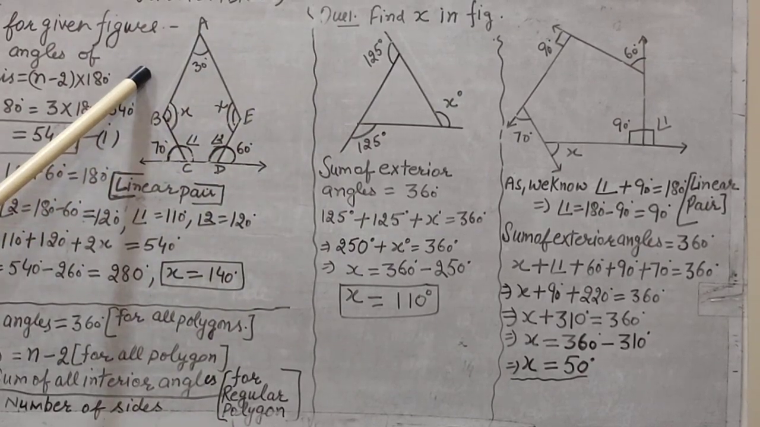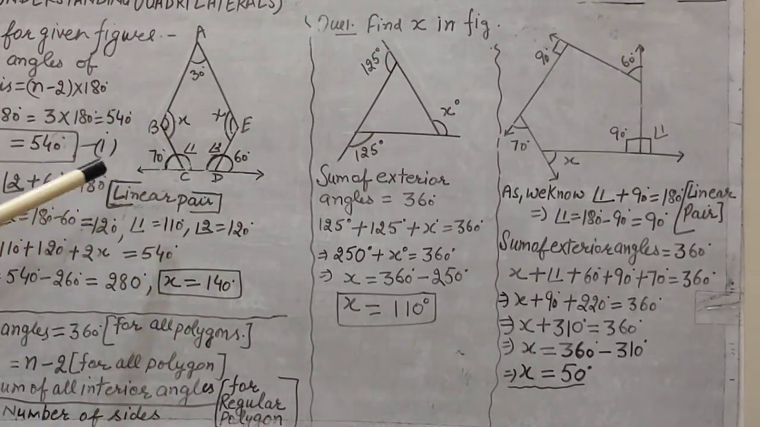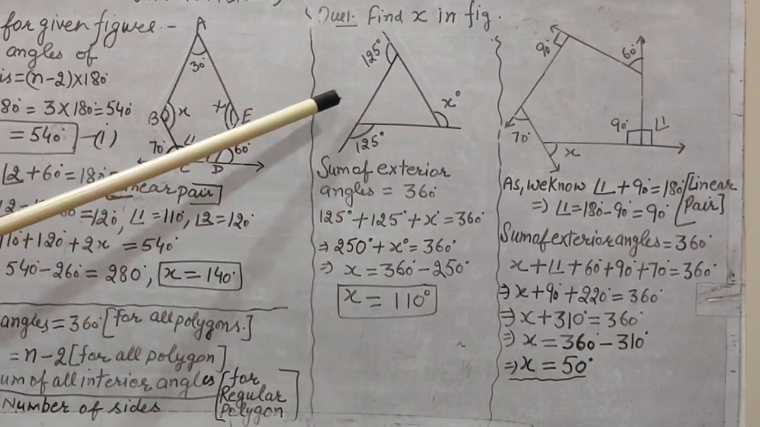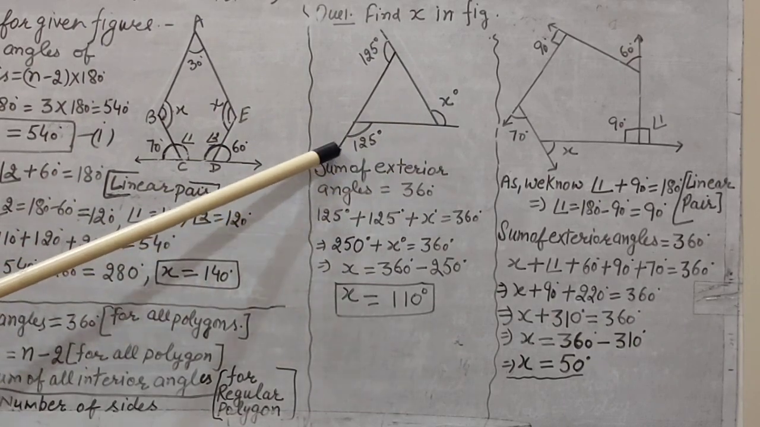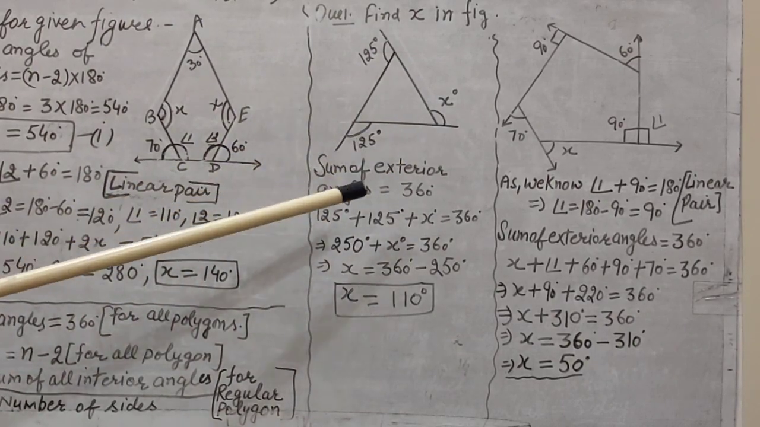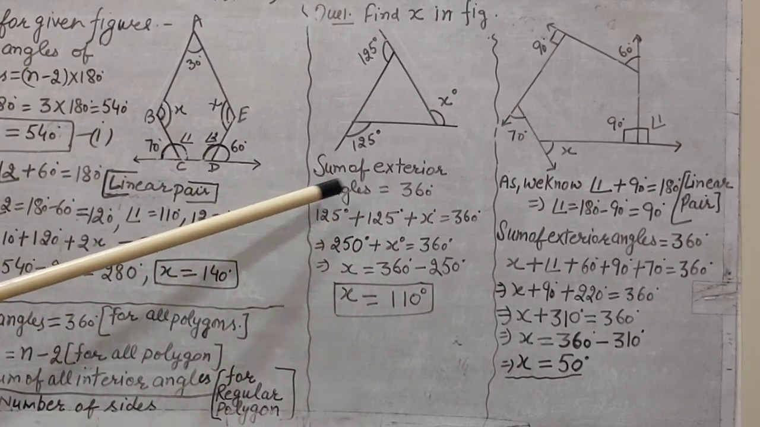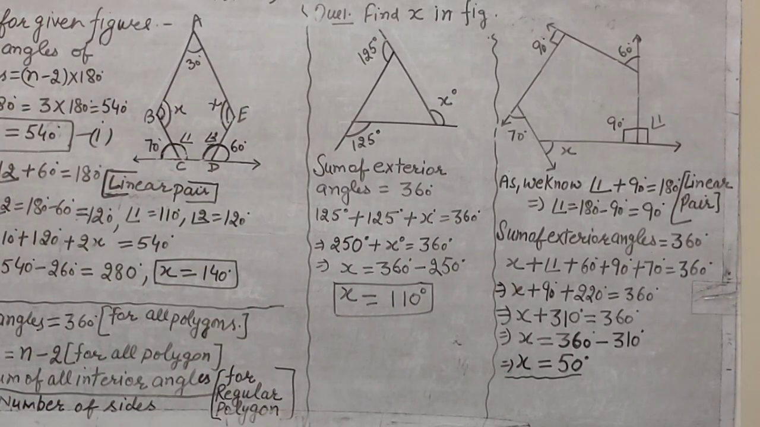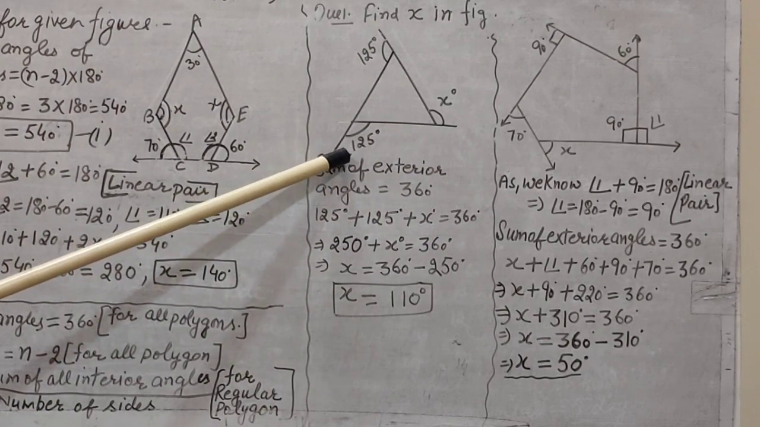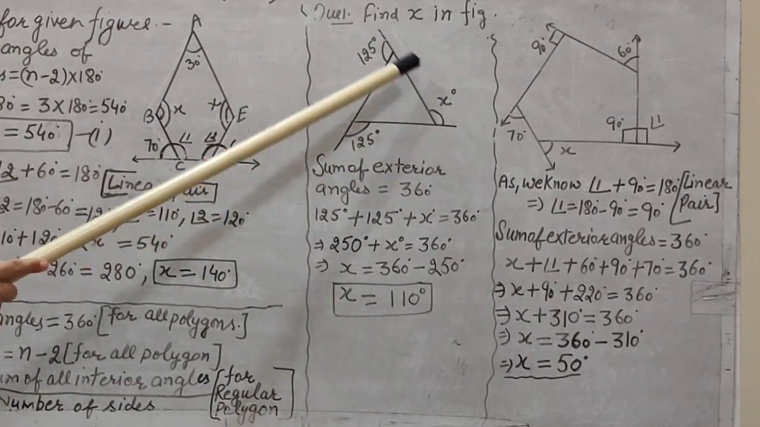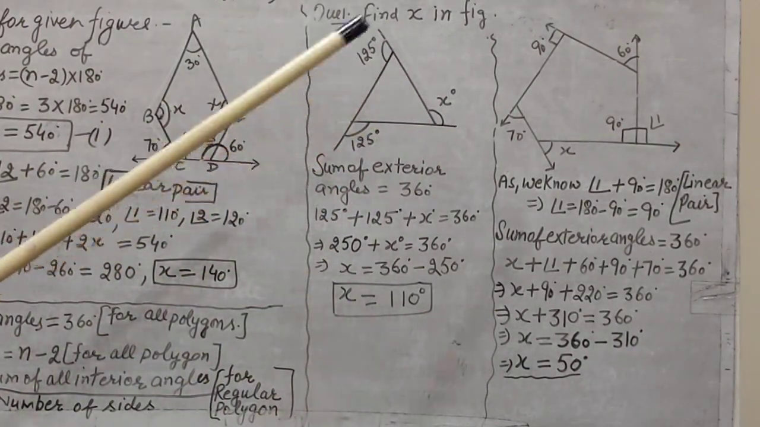If this kind of diagram is given in which angles are in the interior, then you have to use the property of sum of interior angles. If such a kind of diagram is given in which all the angles are in the exterior, then you have to use the property of exterior angles. Now, we know that the sum of exterior angles is equal to 360 degrees. The exterior angles given for this triangle are 125, x, and again 125.